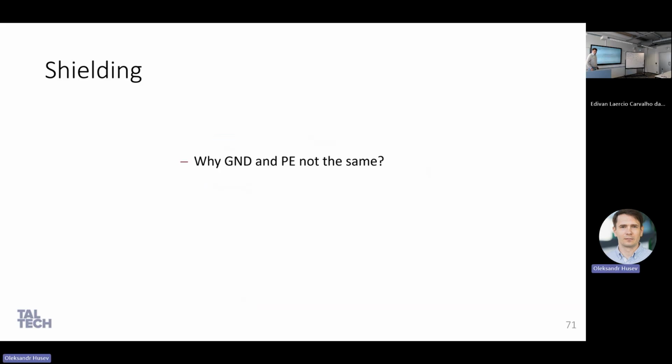So why are ground and PE not the same? In the case of ground, I usually assume any plane that has a zero potential in relationship to the signals that I have in the PCB. In the case of protection earth, it's considered an ideal zero potential. It's a completely different definition, because what you consider as ground may not be ground itself. Its potential could even be non-zero.